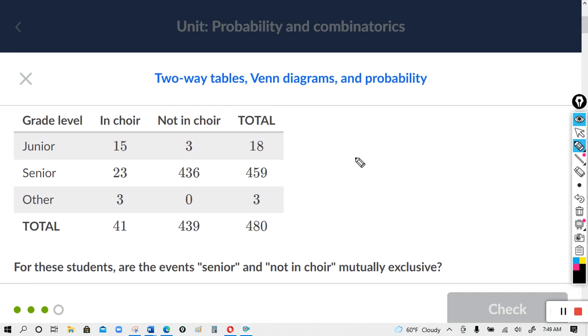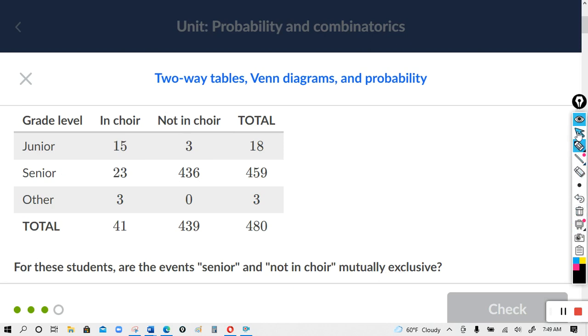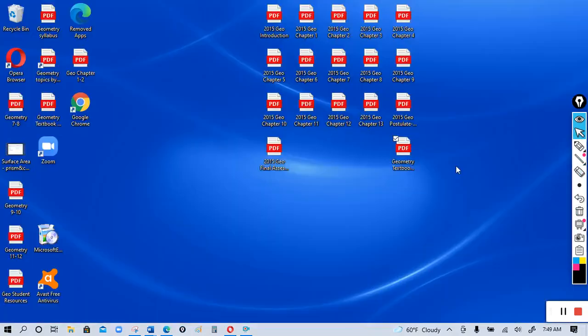Okay, but you can clearly see here's the seniors, and here's the column for the not in the choir. So there's 436 seniors that are not in the choir. So are they mutually exclusive? No, definitely not. So just pick no.